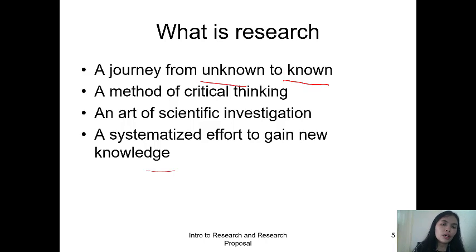And then you also apply a method of critical thinking over there, because you need to give a good reasoning in order to explain your reason. And then you also talk about the arts of scientific investigation. And then there's a systemized effort to gain new knowledge.